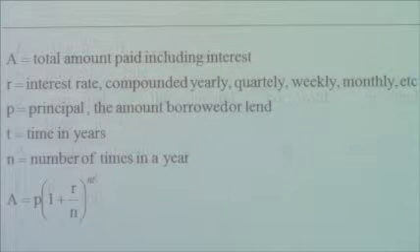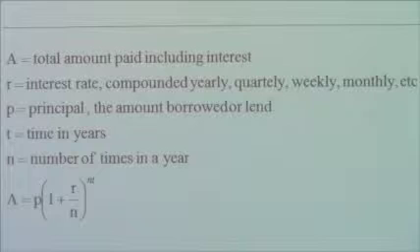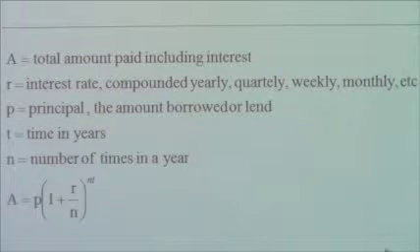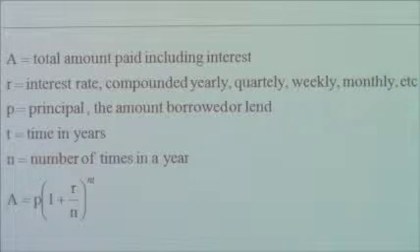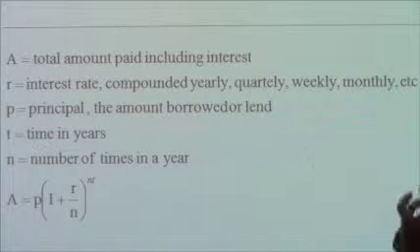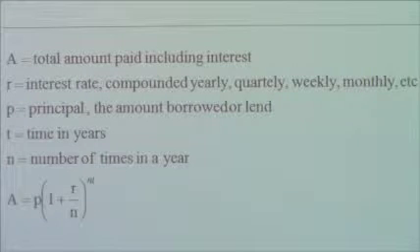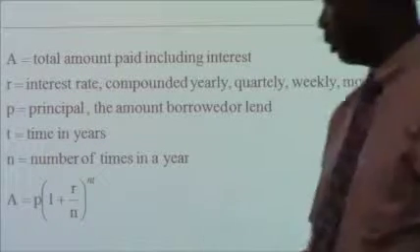So here's the compound interest formula, where A is the total amount that is earned. P is the principal, the amount that is invested or the amount you borrow. R is the interest rate, the per annum interest rate. And n is the number of times that interest is compounded in a year. It could be quarterly, it could be monthly. If it is monthly, n is going to be 12. If it's quarterly, n is going to be 4. And then t is the number of years.